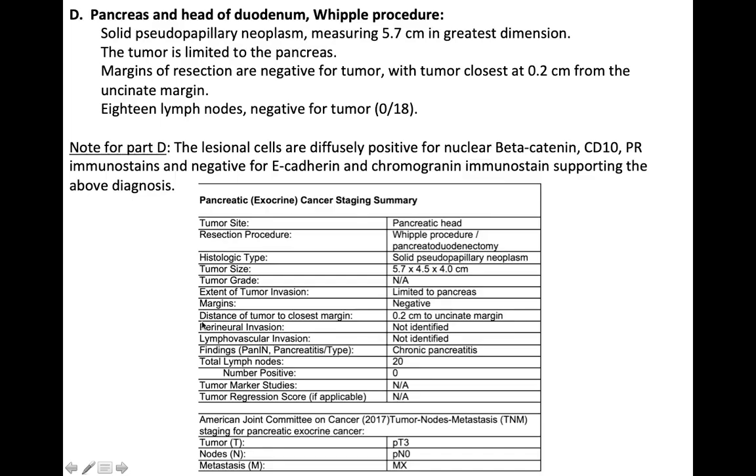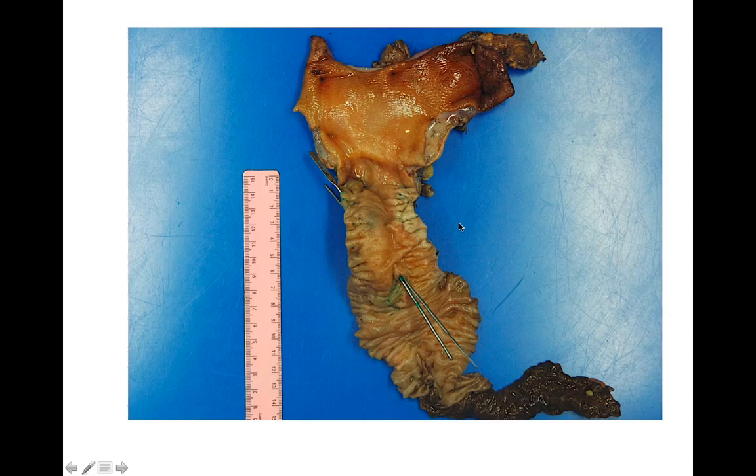So, again, this was signed out as a solid pseudopapillary neoplasm, and you would order a beta catenin and CD10 to see, because the lesional cells should have nuclear positivity for beta catenin. And great, so this is how the specimen was signed out. Great, and then we have another case over here.